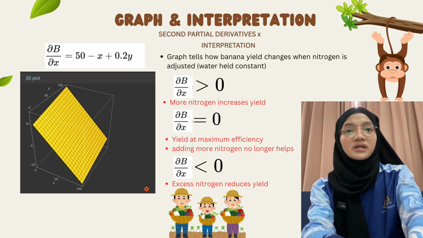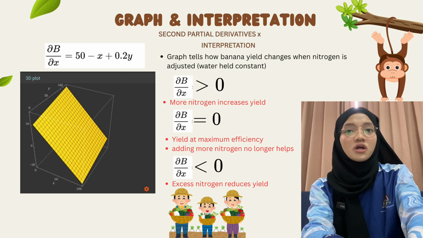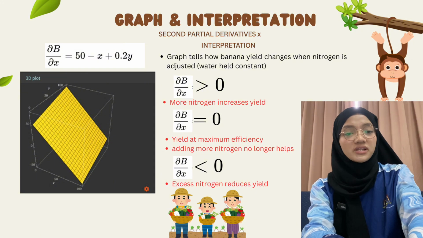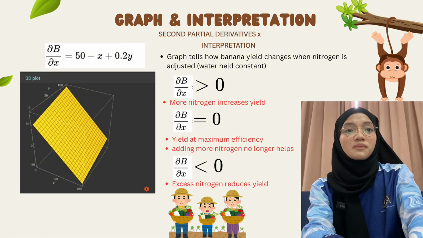Third, when the slope becomes negative, which is less than 0, we have entered the danger zone. Here, excess nitrogen actually reduces overall yield, as the plants are being harmed by over-fertilization.